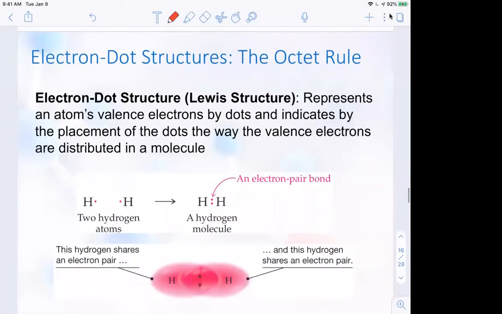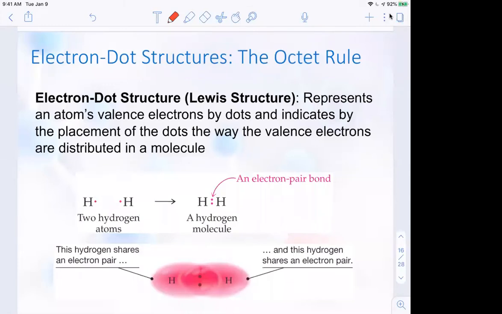So we're going to use this octet rule in order to draw electron dot structures or Lewis structures. We're going to look at the formula. We're going to represent each atom in the formula's valence electrons by dots. And then we're going to indicate the placement of the dots in the way that those valence electrons form bonds and are thus distributed within the molecule.